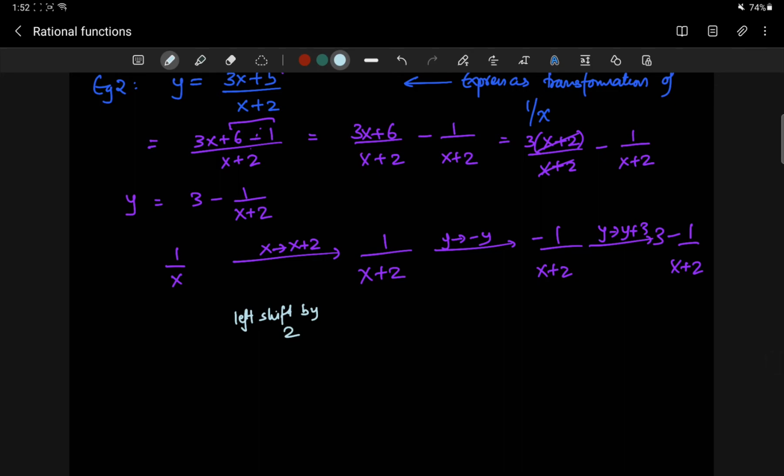If my output is positive, it's now negative. If it was negative, it's now positive. So this is a reflection about the x-axis. And then lastly, y equals y plus 3 means you are increasing all the outputs by 3. So you are shifting everything up. This is an upshift by 3.